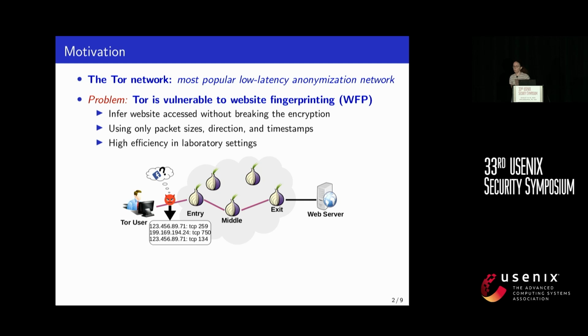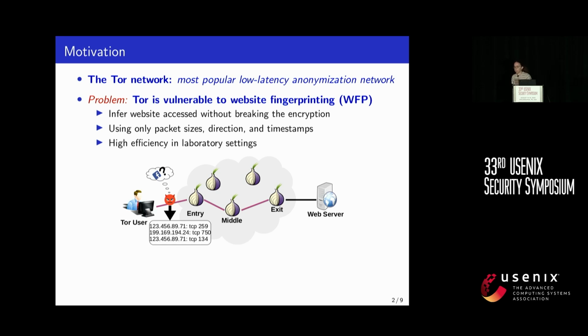However, previous work has shown that Tor is vulnerable to website fingerprinting. What is website fingerprinting? In this case, a local attacker tries to identify which website has been visited by the user without breaking the encryption and relying just on network level metadata such as packet sizes, direction, and timing.